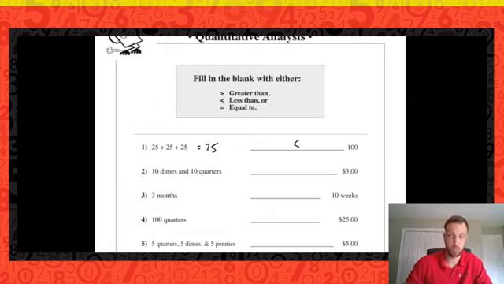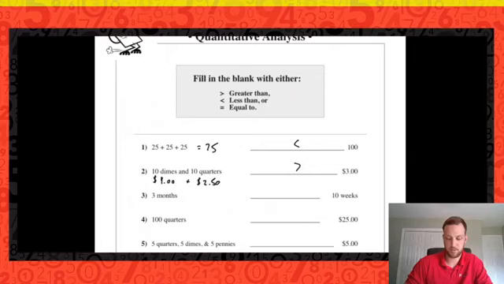All right, number 2. 10 dimes is $1, and 10 quarters is $2.50. Add those up, I have more than $3. I have $3.50. That's greater.